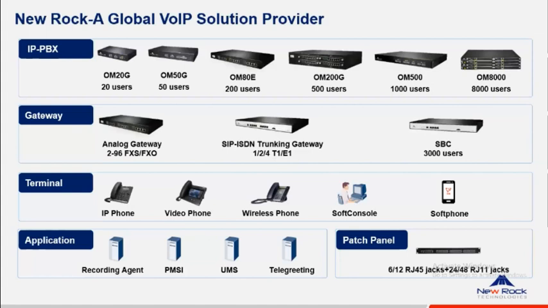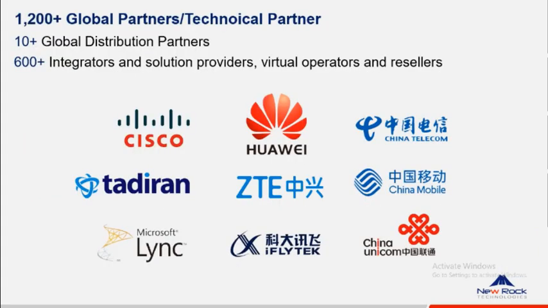For the global market, we have around 1,200 plus partners, and more than 10 global distribution partners, and around 600 plus system integrators, providers, and resellers. These are some of our major partners, as you can see from the major telecommunication industries in China. We have China Unicom, Telecom, and Mobile, and of course telecommunication giants like Huawei are already our partners.